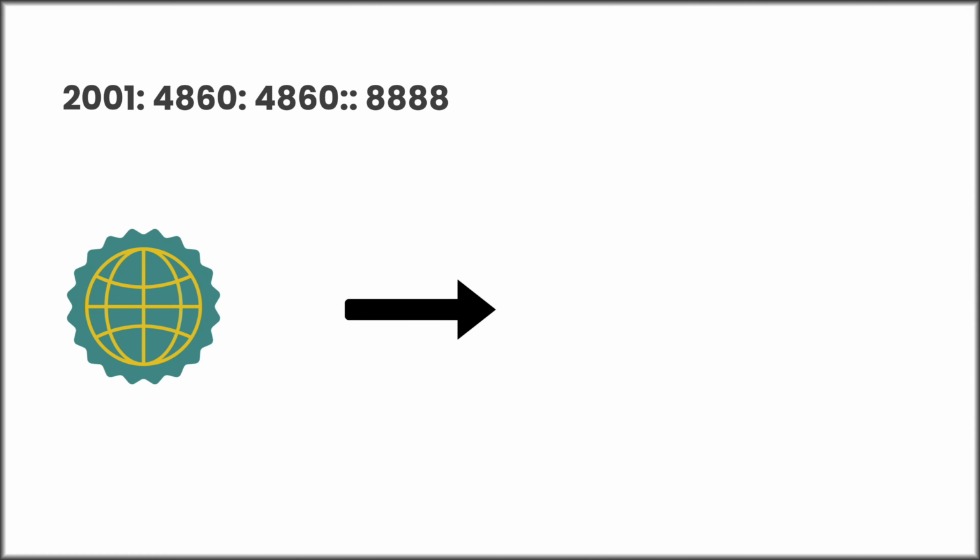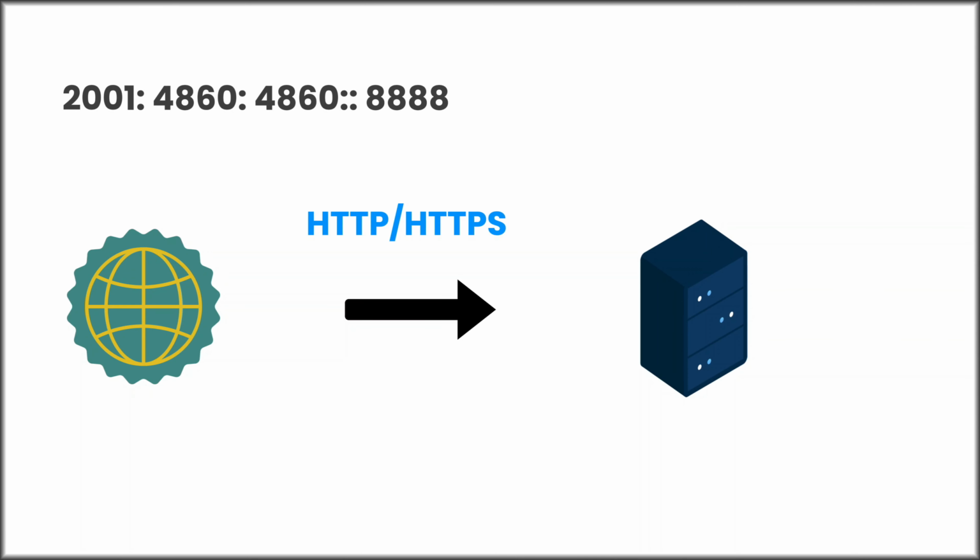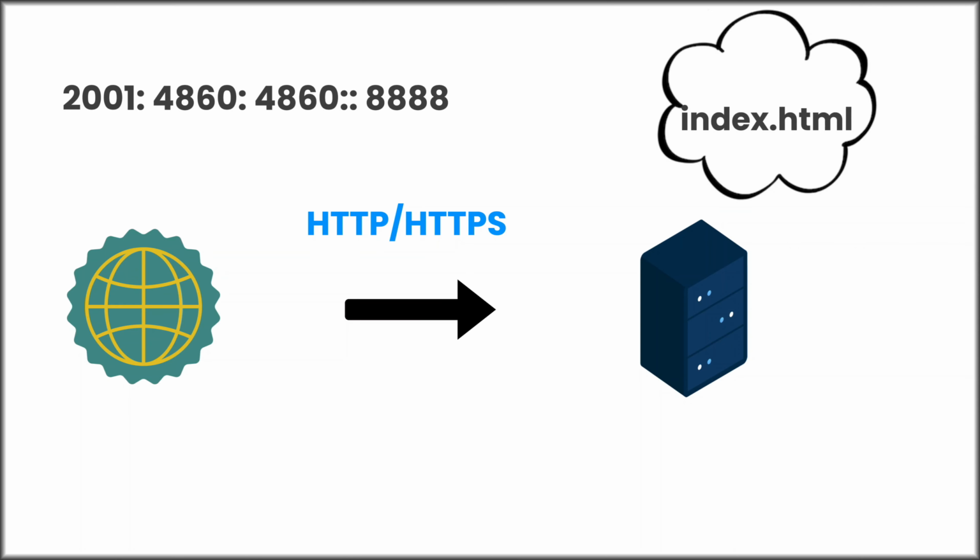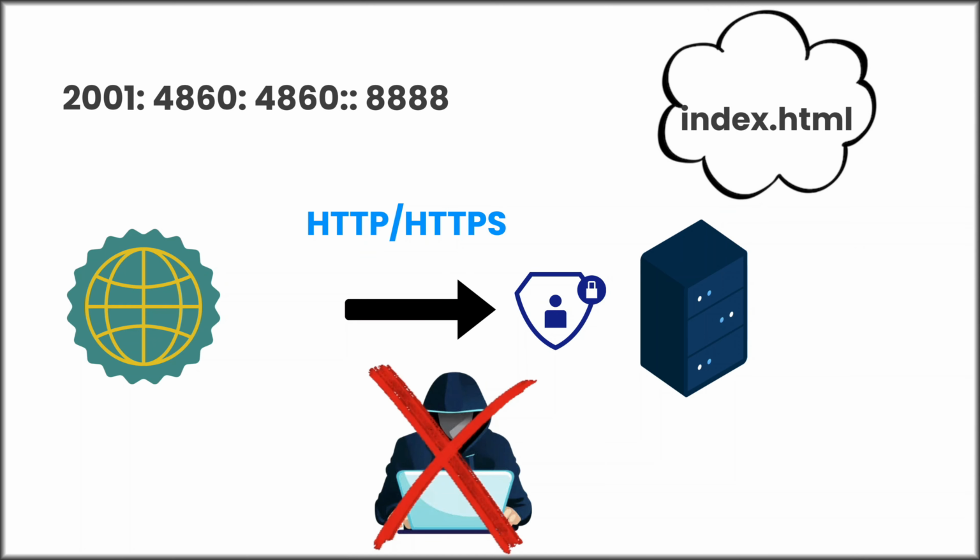Once the IP address is known, your browser sends a request to the web server using the HTTP or HTTPS protocol. This request usually asks for a specific file, like index.html, the main page of most websites. If the connection is secure, HTTPS encrypts the data to keep it safe from hackers.